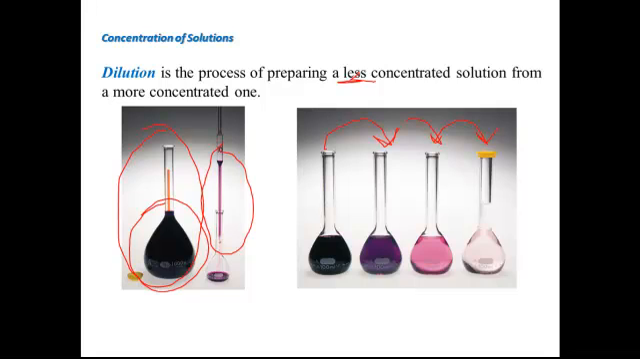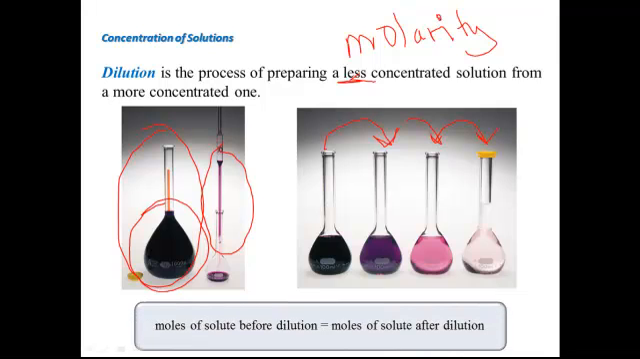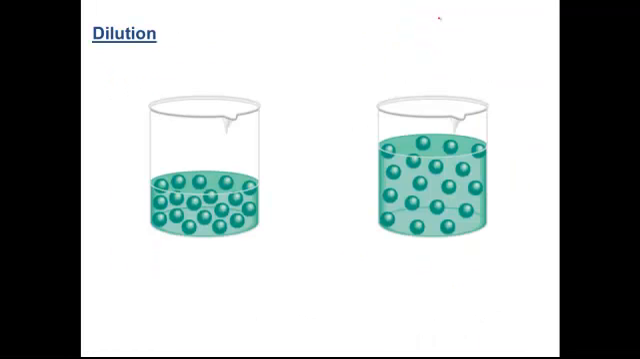So we're starting with a solution with a high concentration and we're going to a solution that has a concentration not as high. As we've learned up until now, when we talk about concentration, we are referring to the molarity of the solution, the moles of the solute divided by the liters of the solution. Now one thing that's important here is the moles of the solute before the dilution equals the moles of the solute after the dilution. We'll talk about what that means in just a little bit.